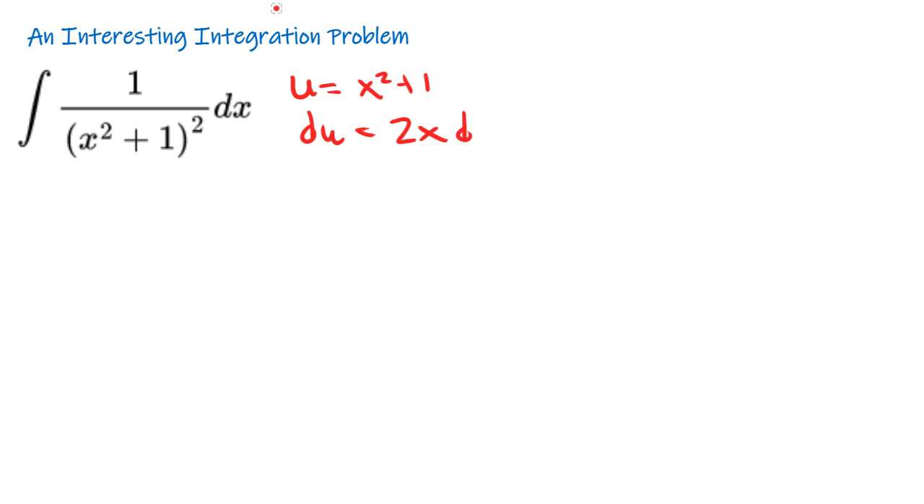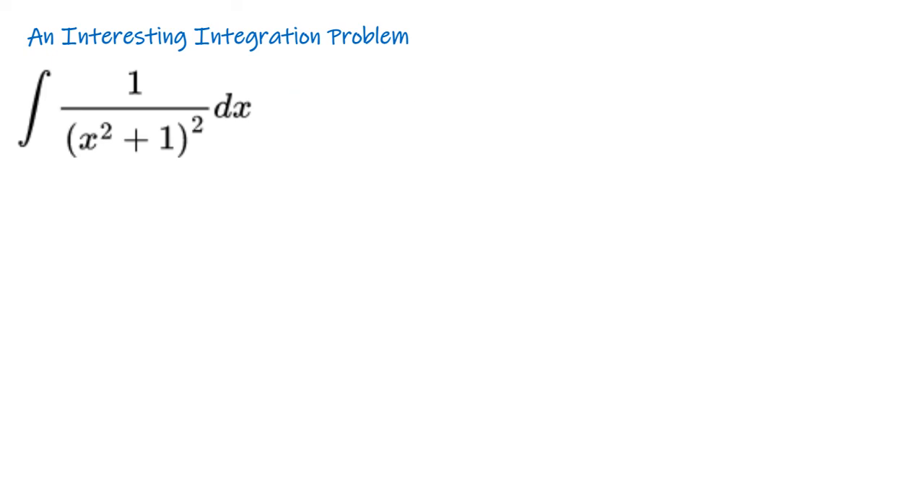du is 2x dx, which means there is no x term in the numerator, right? We just have a 1 up here. So the question becomes, how do we rewrite this without overcomplicating the integral?